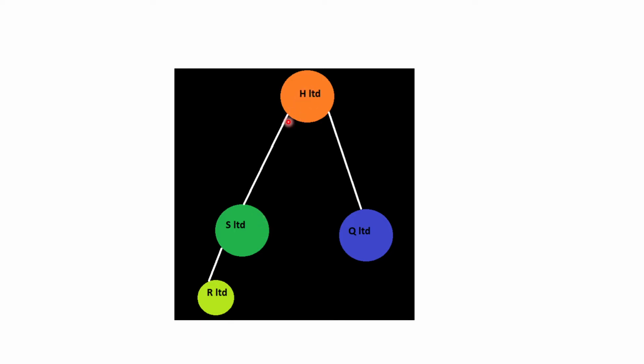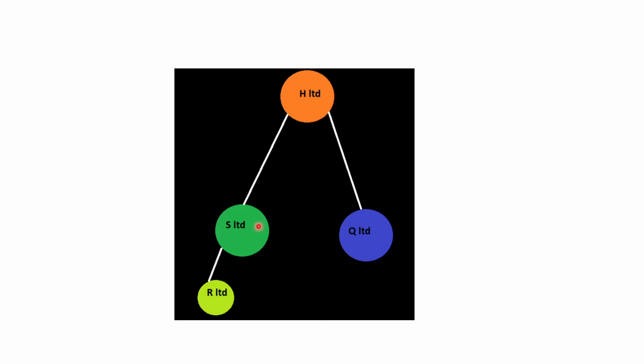H Limited holds majority of the shares of S Limited. So H Limited is the holding company of S Limited and S Limited is the subsidiary company of H Limited. H Limited also holds majority of shares in Q Limited as well. So Q Limited is also the subsidiary of H Limited.